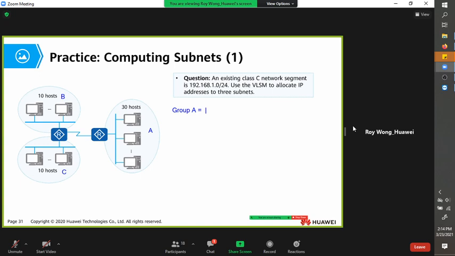So, group A, kalau dia cakap ada 30 user. So, 30 user. Kita punya jawapan sini mesti nak 2 power of n minus 2 mesti nak besar daripada 30. So, tadi kita bisa ada buat kan? 30 have to be more, right? So, it's 2 power of 5 minus 2. So, jawapan sebenarnya equal 32 minus 2.